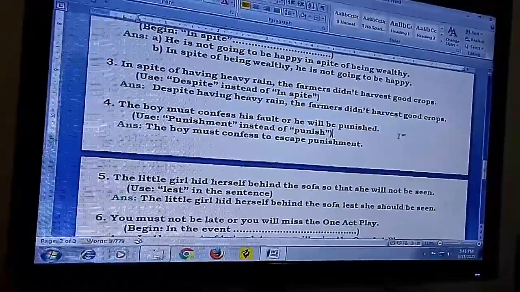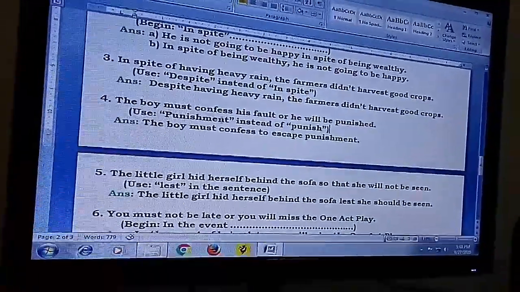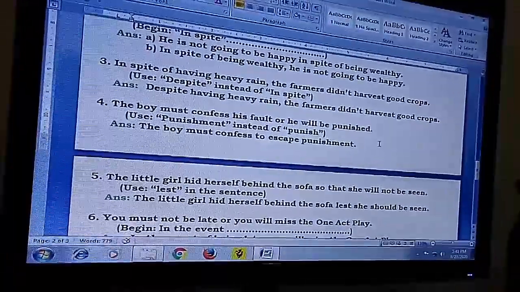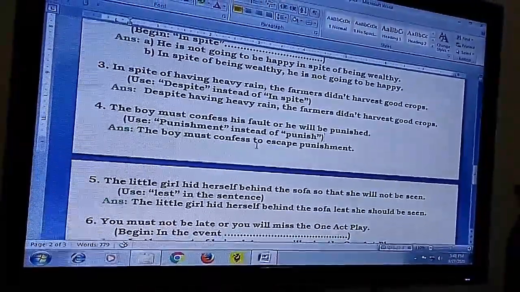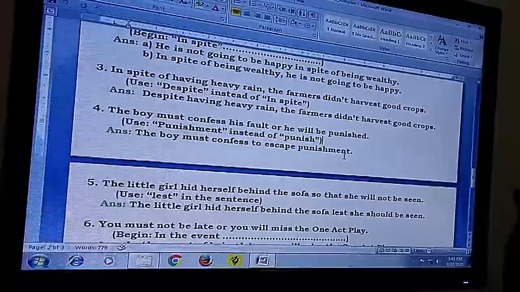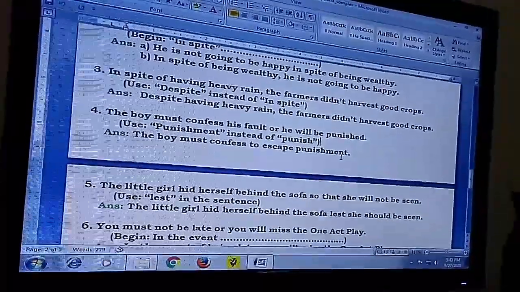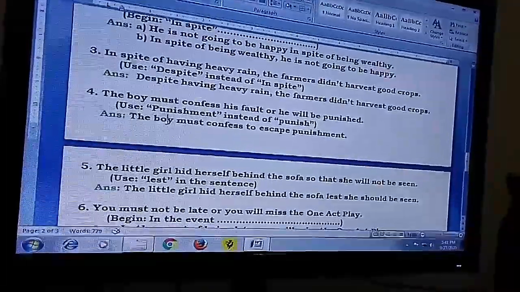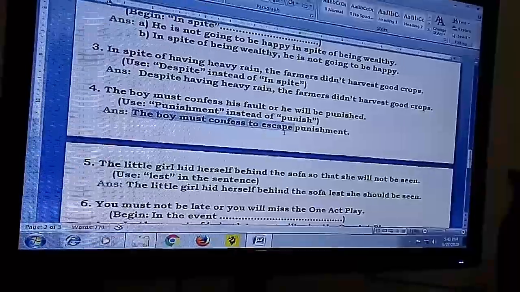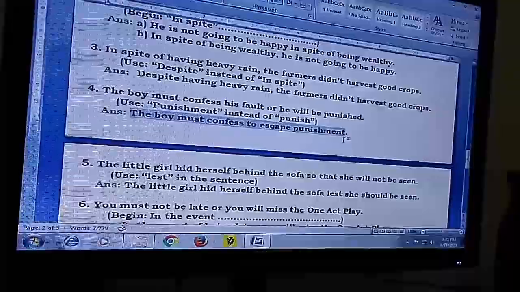The boy must confess his fault or he will be punished. Use punishment. The boy must confess to escape punishment. This is a compound sentence, the first one, and the answer is given in the simple sentence. The boy must confess to escape punishment.